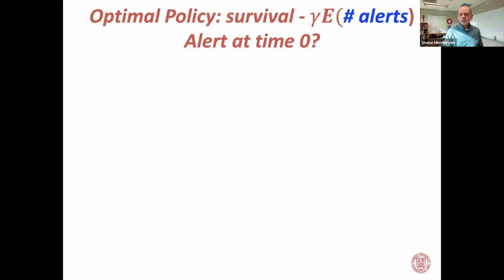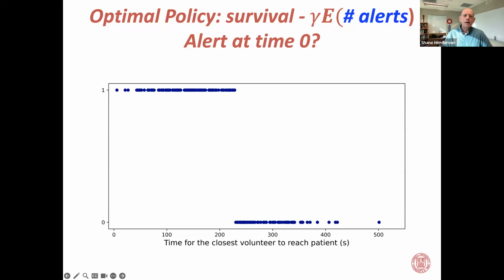So if you actually look at the policies themselves, then they bring out some interesting aspects. So here, what I'm going to do is solve for the optimal policy in a bunch of instances. So I'm going to solve many dynamic programs, and I'm going to get lots of points. And then I'm going to look to say, okay, did I alert certain volunteers at time 0? So here's a bunch of different instances, and I looked at, did I alert the closest volunteer? And 1 means yes, I did, 0 means I didn't.